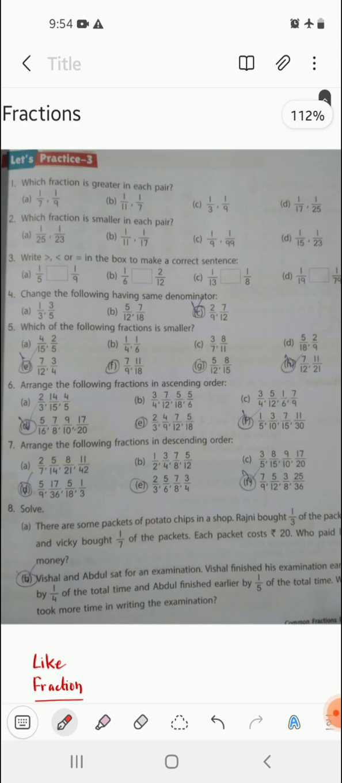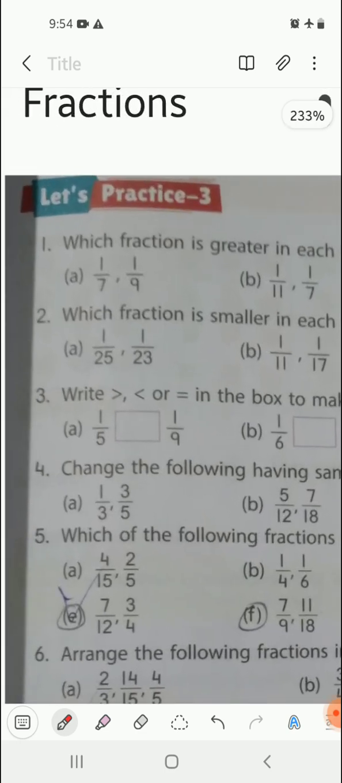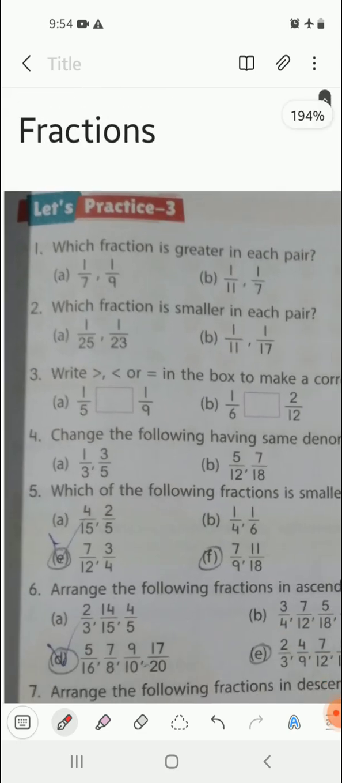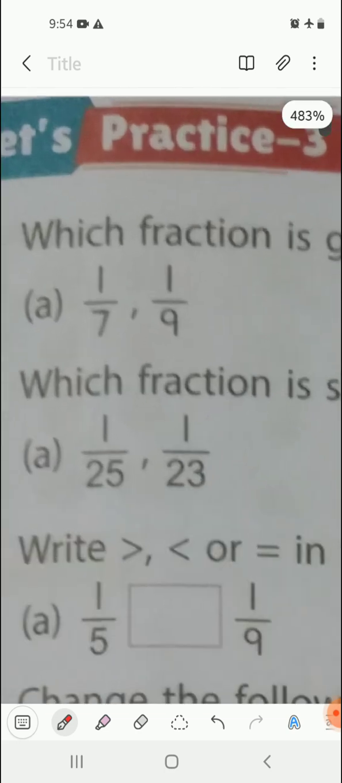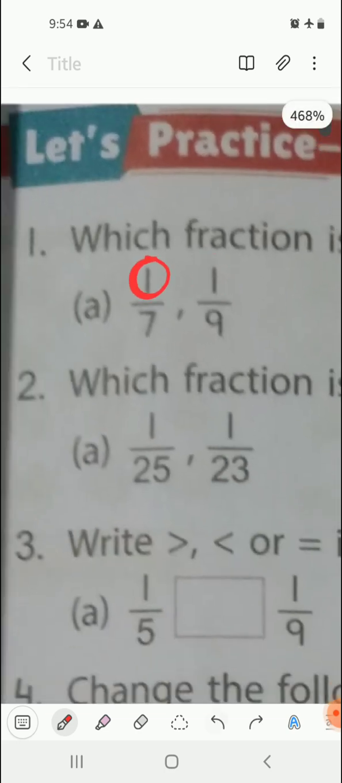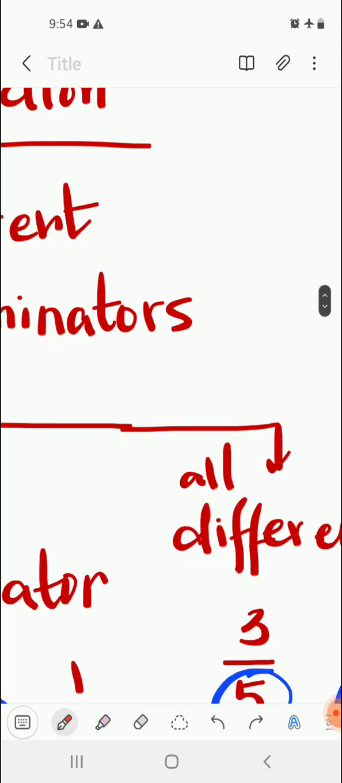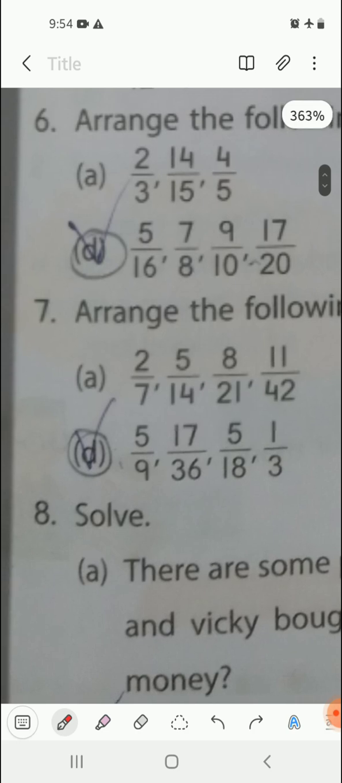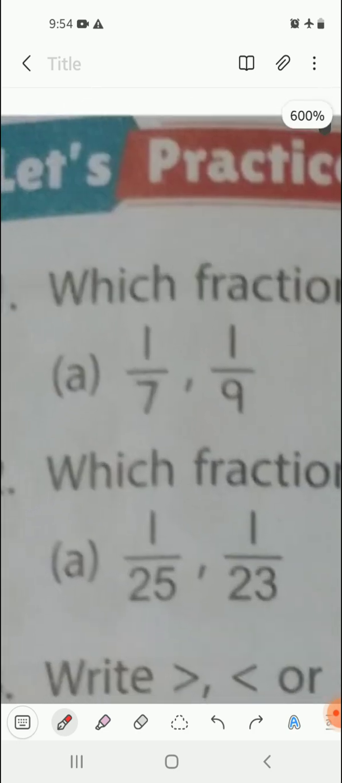Now we will move straight on to the practice question. Which fraction is greater in each pair? You can see in this case the numerators are the same, denominators are different. As I told you, compare the denominators. The denominator which is smaller gives the greater fraction. So in this case 7 is smaller than 9, which means 1 by 7 is greater than 1 by 9.